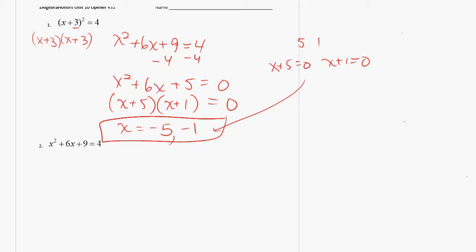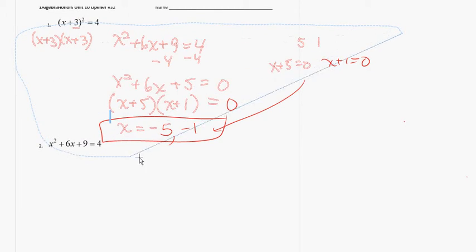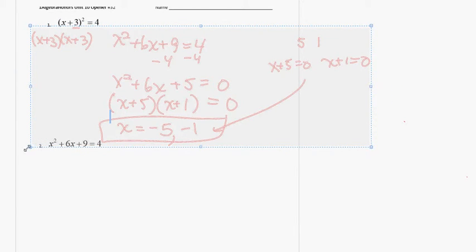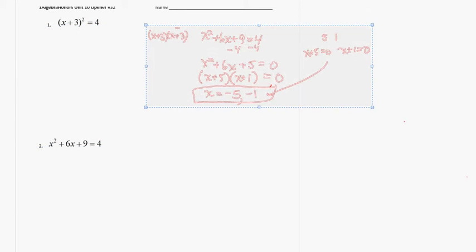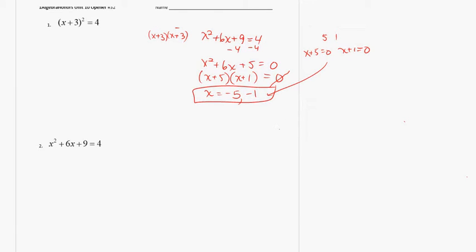I would not do that. And the reason I wouldn't do that is because I have the squared quantity alone. And when I have the squared quantity alone, I can just take the square root of both sides. So let me do that. Square root of both sides. X plus 3 equals plus or minus the square root of 4, which is 2.